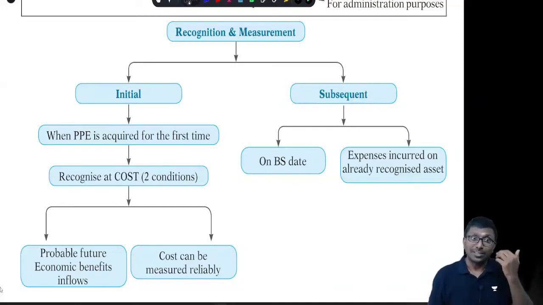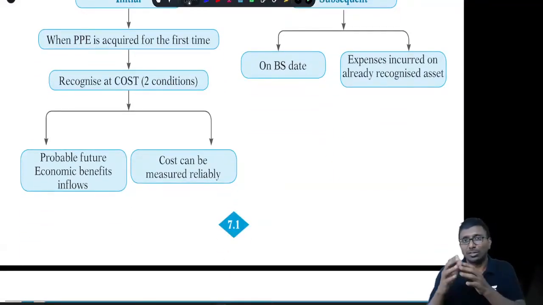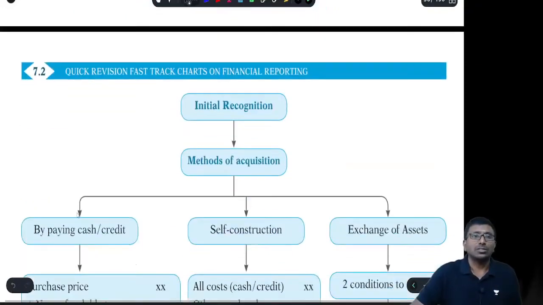Yeah, it should always be at cost. Initially, when you are recognizing, it should be at cost. Subsequently, we will bifurcate into whether it is on the balance sheet date, or subsequently we have incurred some additional expenditure on the existing or already recognized asset. If you have spent, what to do? We'll have a discussion about this one.